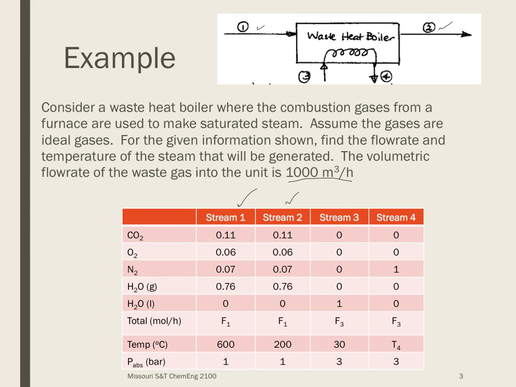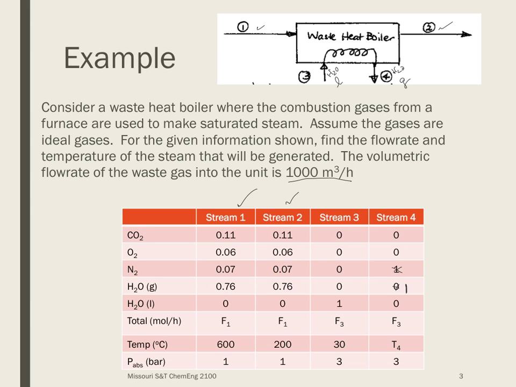Then we have streams 3 and 4. Streams 3 and 4 are going to be water. This is misplaced, sorry about that. That's 1 right there. Okay. So we've got water that comes in here and water comes out here. But the key thing is that we're going to transform it from a liquid at the feed to a gas at the exit, or a saturated vapor more properly.